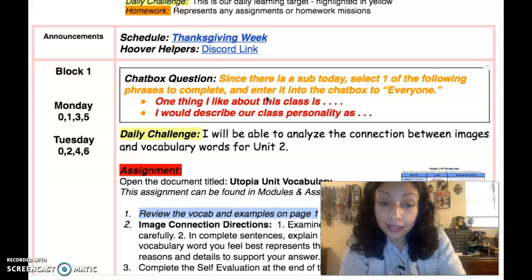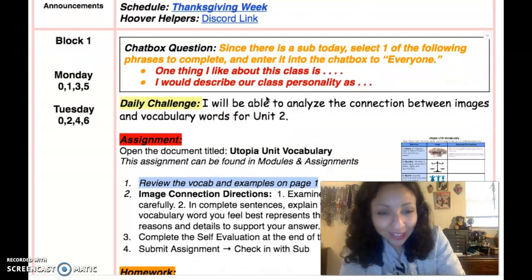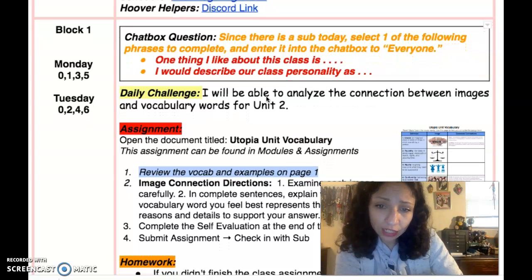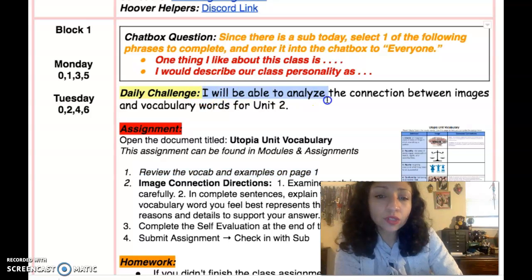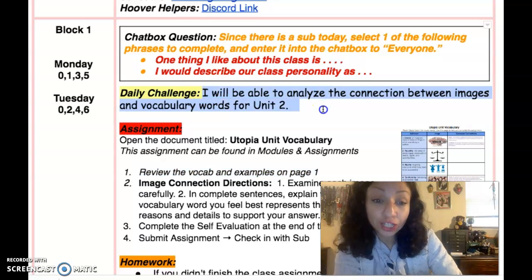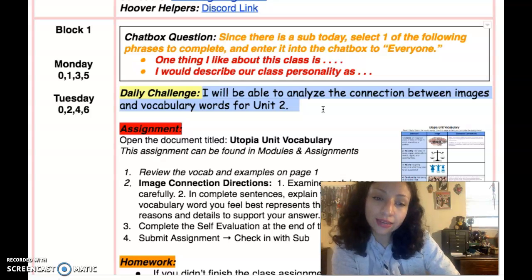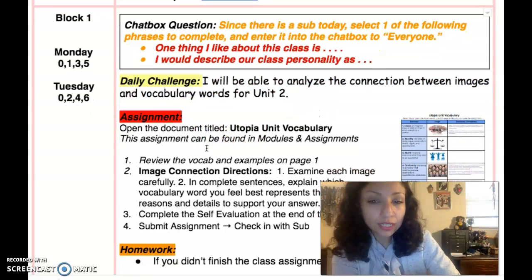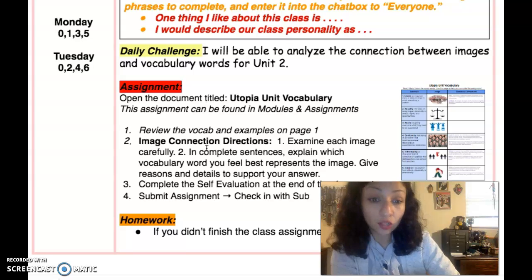Our agenda has the daily challenge, which is our learning target. It's basically the challenge of what you should have accomplished by the day, right? So, our daily challenge is I will be able to analyze the connection between images and vocabulary words. So we're going to use the definition and the examples of the vocabulary to help us understand an image that is presented. So first thing you need to do is open up the actual assignment.